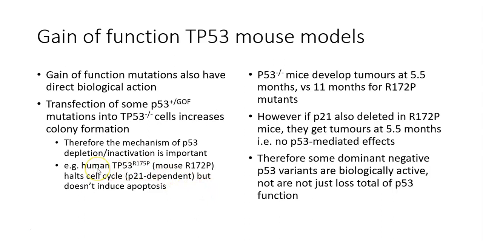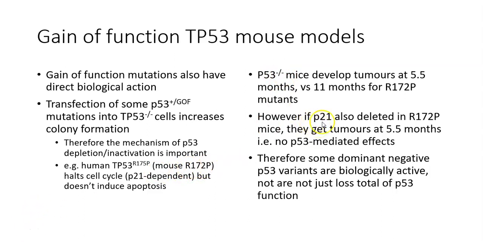So for example, a common mutation of p53 in humans is arginine to proline at 175, so that's amino acid 175. It should be an arginine, and it's now a proline. The equivalent mouse mutation, R172P, halts cell cycle but doesn't induce an apoptotic response. We know that p53 null mice will develop tumours at 5.5 months versus 11 months for this particular mouse model, so this is a less aggressive model, so we're not dealing with a completely p53 null phenotype by having this dominant negative mutation within there.